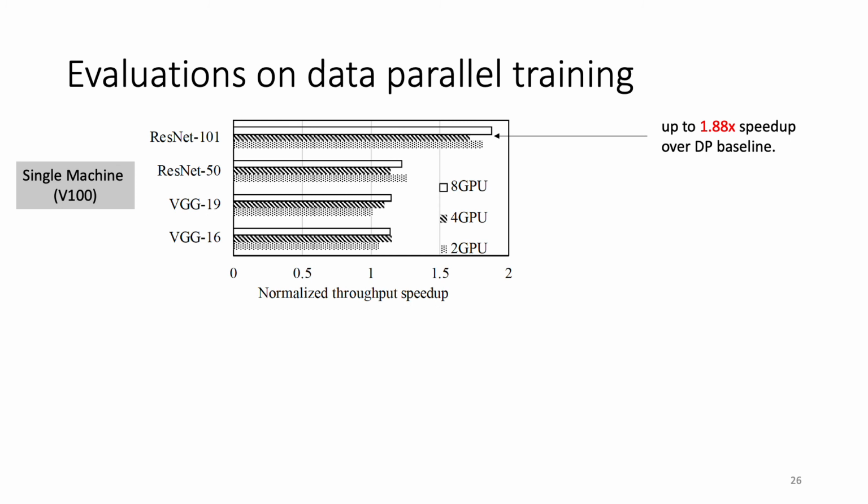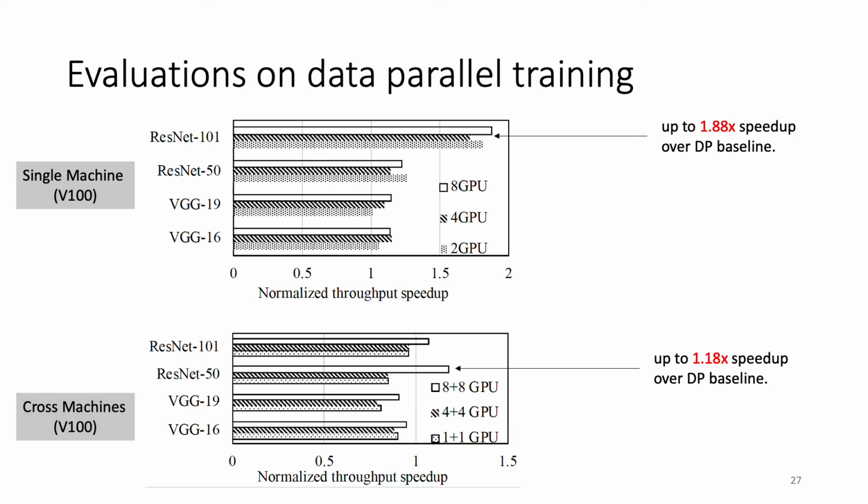Here we briefly illustrate our evaluations on both data parallel and model parallel training using our Wavelet Tick-Tock scheduling. In a single machine case, which consists of 8 V100 GPUs, we tested VGG and ResNet training on the ImageNet 1K dataset using 2 GPUs, 4 GPUs, and 8 GPUs. And this figure shows a normalized throughput speedup compared with the original data parallel baseline. And as you can see in this figure, we can achieve up to 1.88x speedup over the data parallel baseline here.